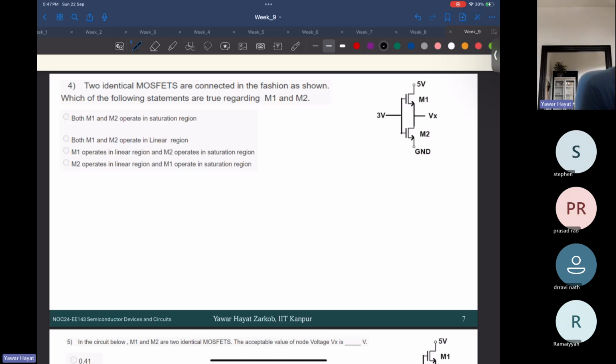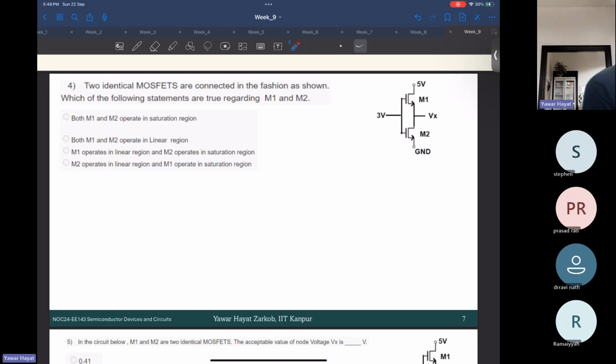So, the MOSFETs are in series, right? M1 and M2 are in series, and we have been given these voltages: this 5 volt, this 3 volt, and this is grounded. And we are then asked to comment on the operating regions of M1 and M2, right? This is essentially the question.